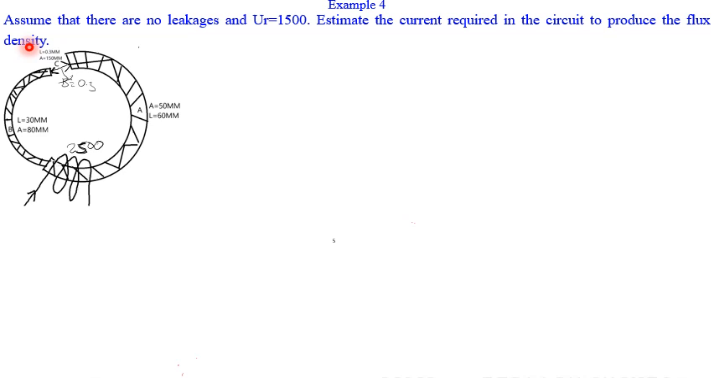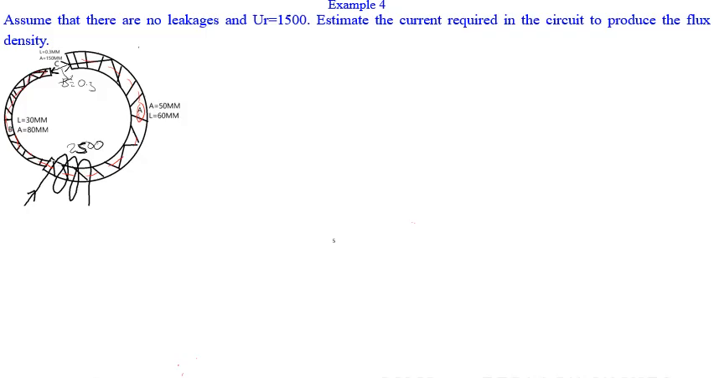Okay. Our question says, assume that there are no leakages and UR is equal to 1000. Estimate the current required in the circuit to produce the flux density. Since they are saying we should assume that there is no leakage, meaning A, B, and C are in series, the same amount of flux will flow through them.